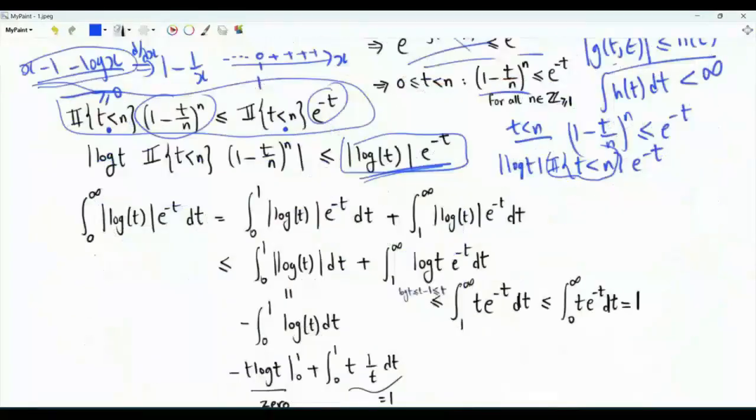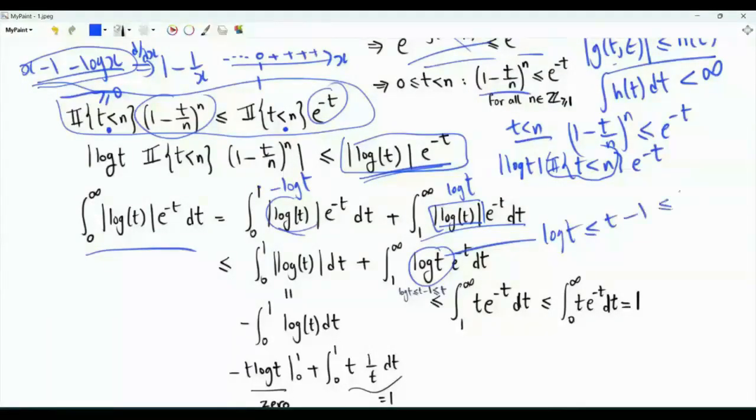from 0 to infinity. Let's split the integral into an integral from 0 to 1 and another one from 1 to infinity. If t is greater than 1, then the absolute value of log t is equal to log t. If t is in the open interval from 0 to 1, the logarithm is negative, and so this absolute value is minus log t. For this log t, we can use the previous inequality that log t is less than or equal to t minus 1, which is less than or equal to t. And here we are integrating from 1 to infinity. We can upper bound by the integral from 0 to infinity, and this integral is equal to 1.